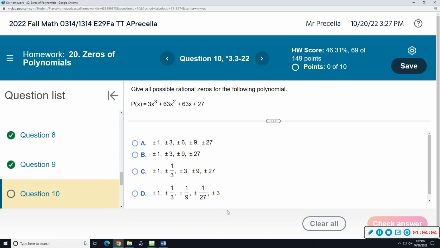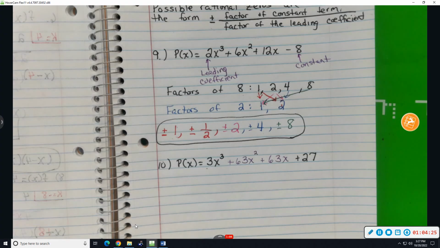I'm going to write it with a pen that's nearly dry. Let's see, this 63x squared, and the 63x. When we're writing down the factors, can you do the smallest number first? Because for 27, it's 1 and 27, then 3 and 9. So put 1, 3, 9, 27.